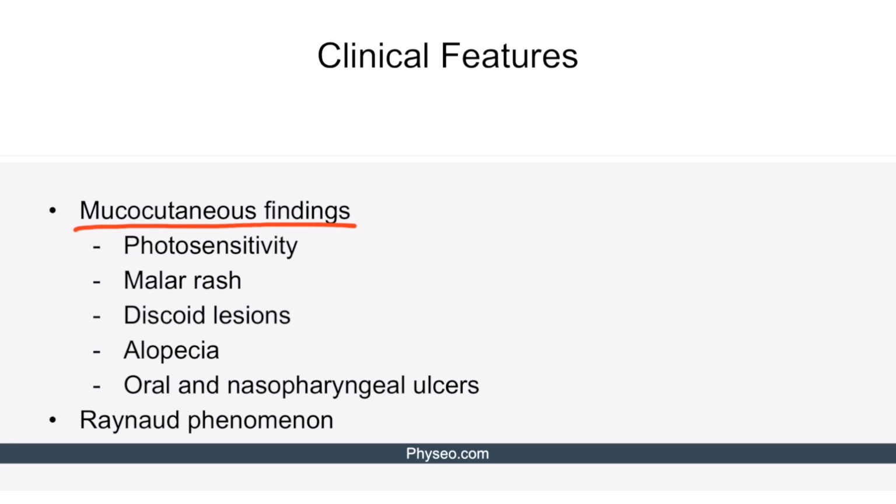Alopecia is hair loss that can be permanent and is due to the development of discoid lesion scars on the hair follicles. Finally, there are oral and nasopharyngeal ulcers. Raynaud phenomenon can be seen as well, which presents with the discoloration, numbness, and pain of fingers as a result of vasospasm in settings of cold temperatures or stress.